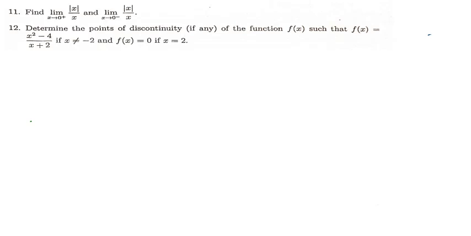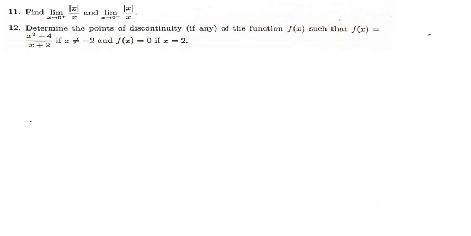So then let me go to question 12. Determine the points of discontinuity, if any, of the function such that f of x is equal to that if x is not equal to negative 2, and f of x is equal to 0 if x is equal to negative 2. Do you understand this question?